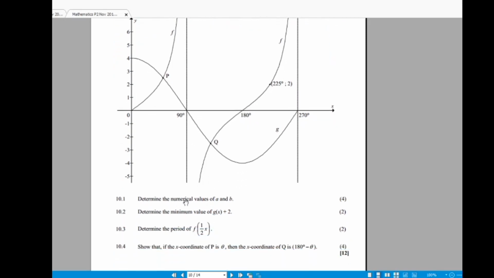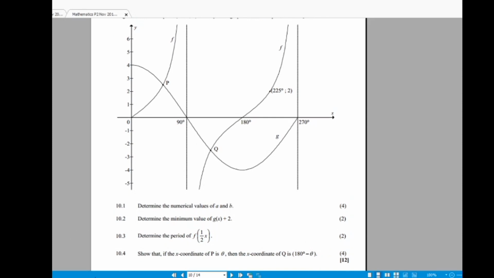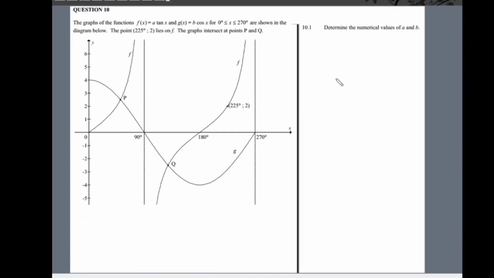So question 10.1, determine the numerical values of a and b. So let us determine those values. Right, so if you're comfortable with other types of functions, like maybe a straight line, a parabola, or a hyperbola, functions question wakhona like we're approaching ngendlela efanayo. So you know what a function is, where you input an x value and then you'll get a y value as your output, right?